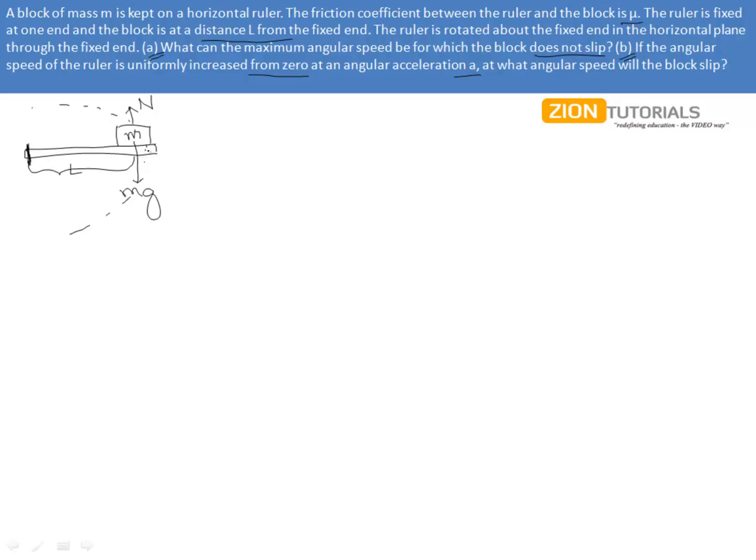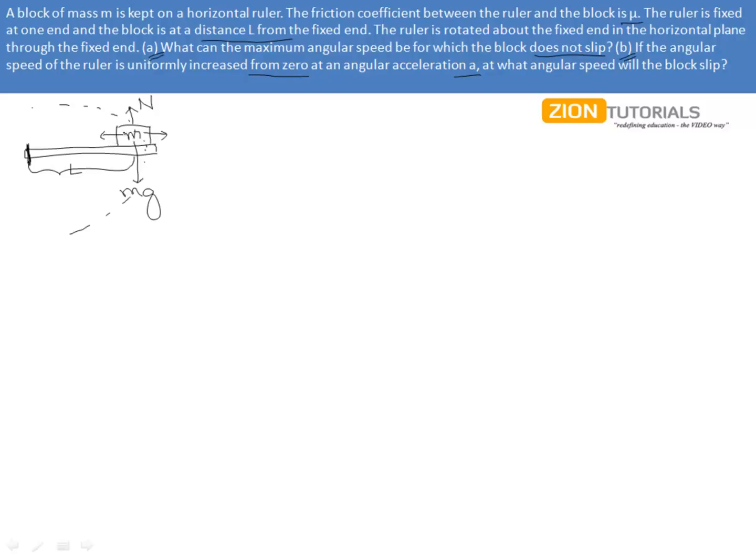this block will need a centripetal force towards the center. This will be moving actually. So this mass will actually be given the centripetal force by the friction. But if we consider this block with respect to this ruler, then it will have a centrifugal force outward, which will be balanced to a certain limit by the friction.